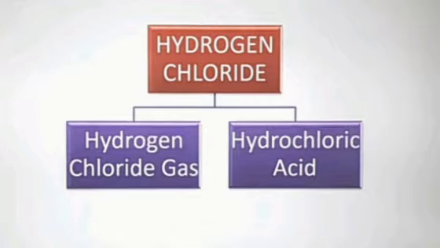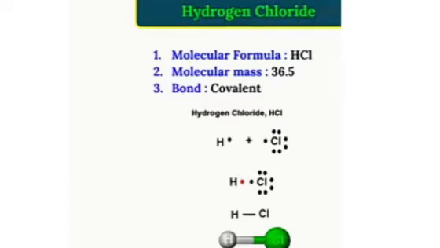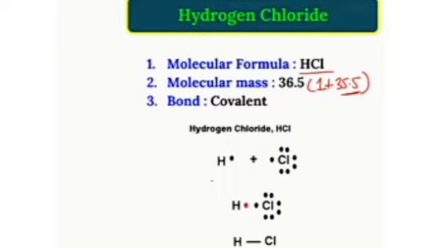So what is the formula of hydrogen chloride? The molecular formula of hydrogen chloride is HCl, and the molecular mass is what? 36.5, because hydrogen atomic mass is 1 and chlorine atomic mass is 35.5. So what is the molecular mass of hydrogen chloride? It is 36.5.